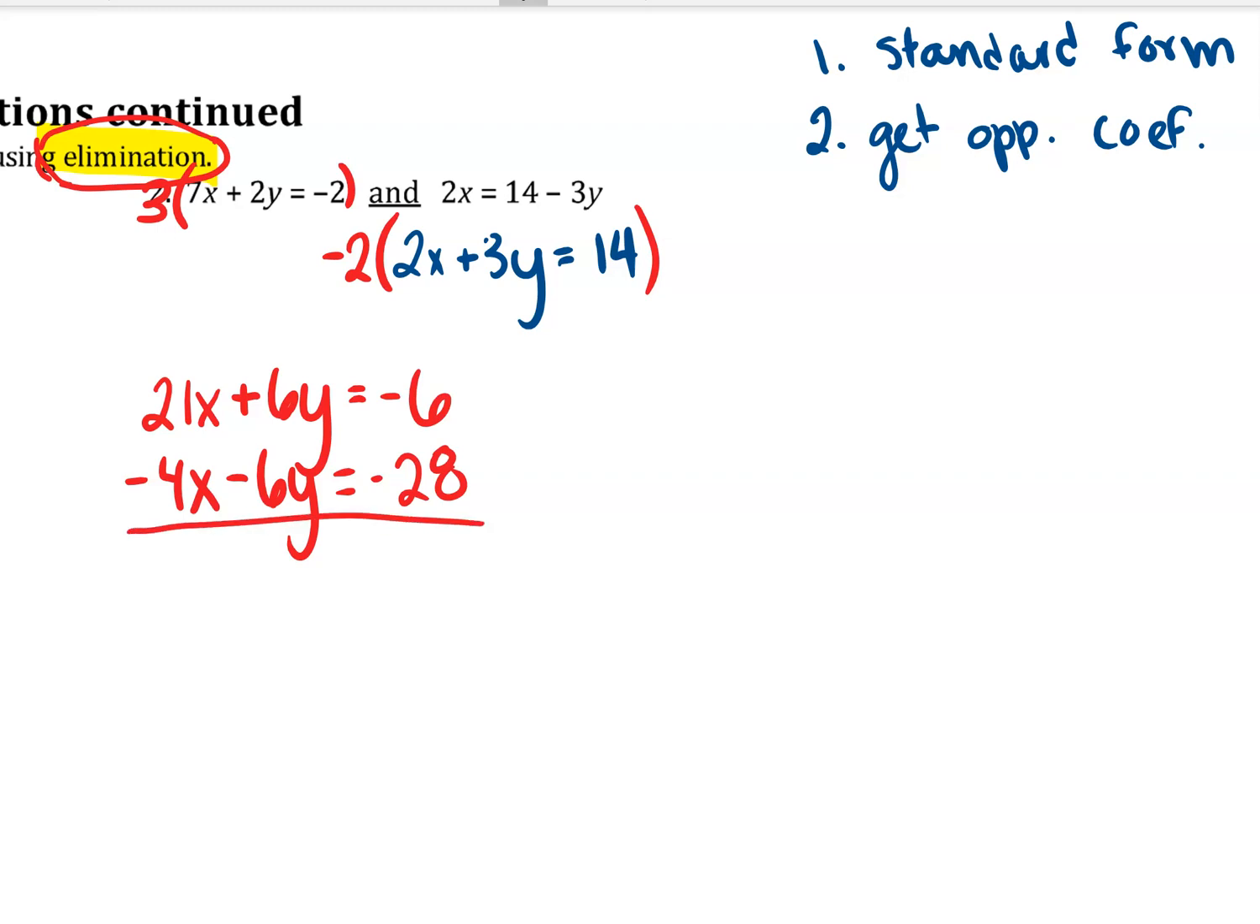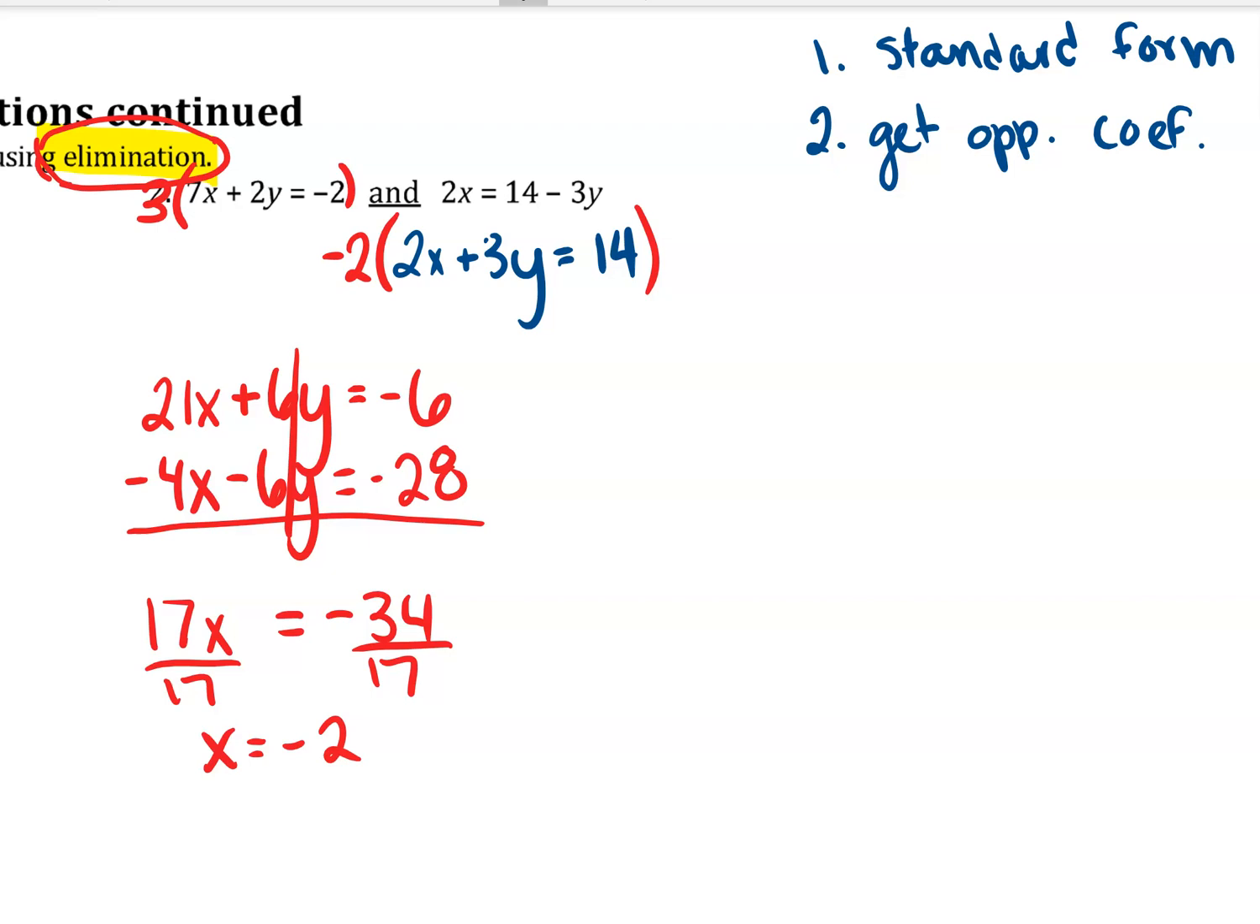All right, and then we're going to add straight down. That should eliminate one of the variables. 21 minus 4 is 17. These will cancel. And then negative 6 minus 28 is negative 34. Now we're left with a one-step equation. To get x by itself, we just divide by 17. X equals negative 2.